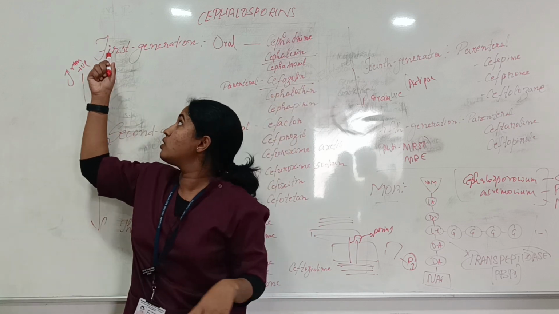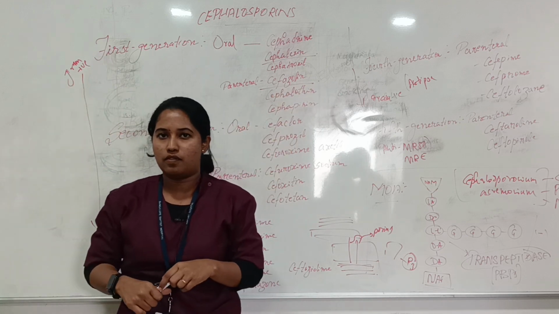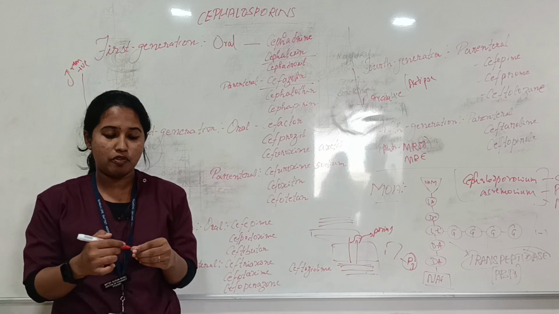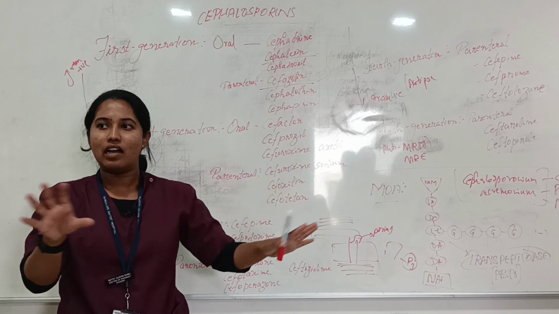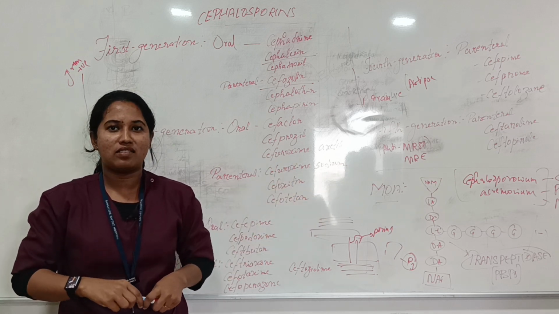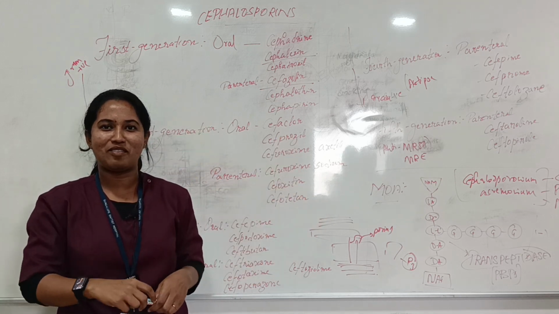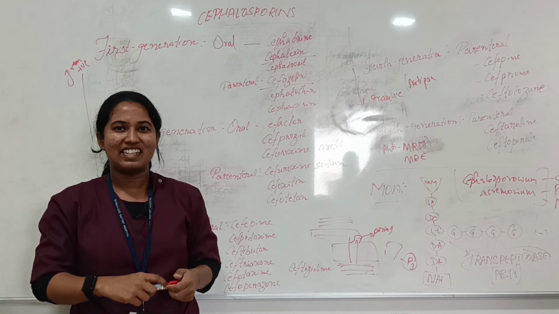First generation is more active against gram positive. So whenever you have a gram positive infection, before that you will have to know what the gram positive organisms are. The 5th years don't know. We had a class on classification of microorganisms. The seniors will tell us what gram positive organisms are. We have a video of it.